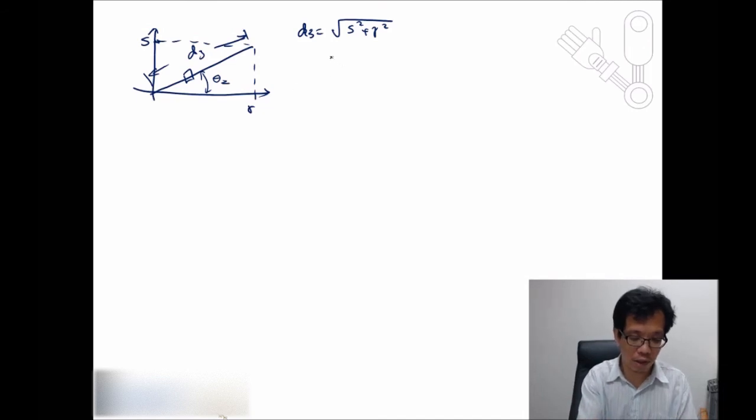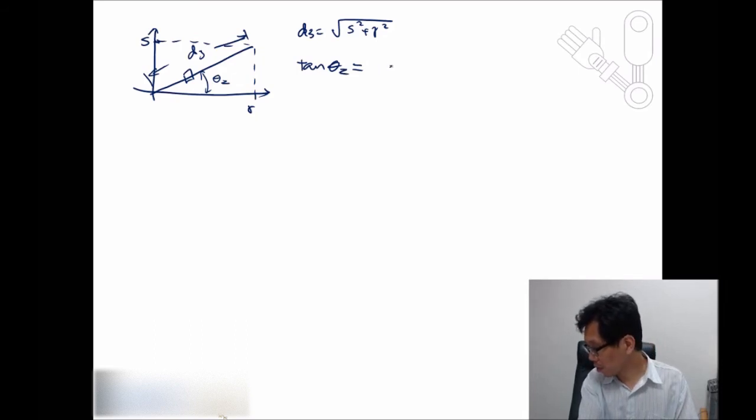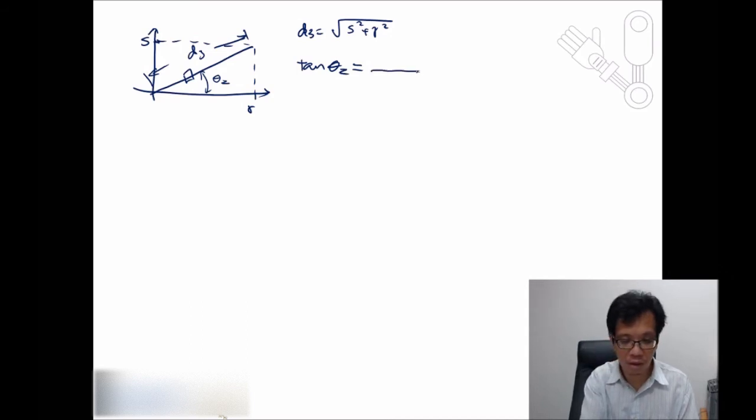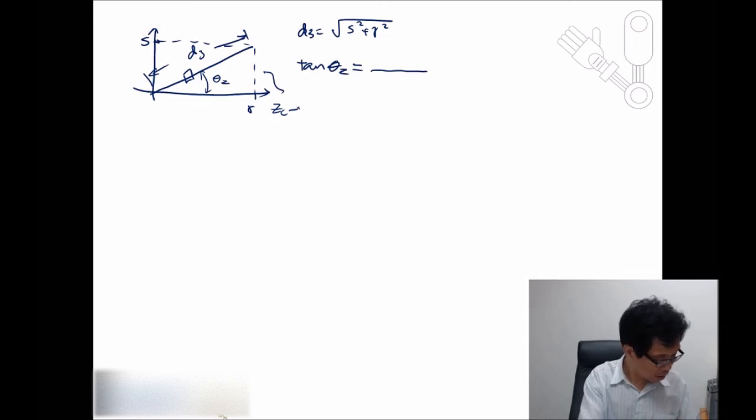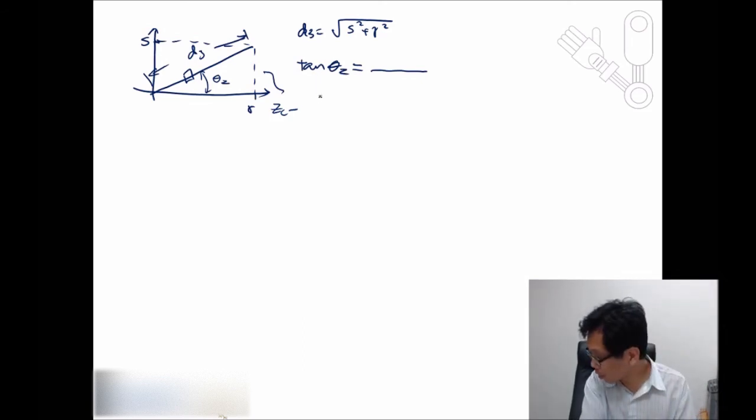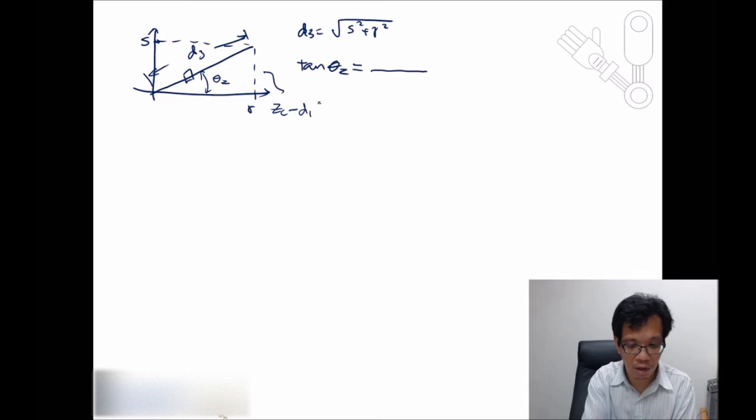Then the second one is we need to figure out what theta 2 is. Now, since we use tangent all the time, you should have a better idea what the tangent is going to look like in geometry representation. So when we are doing tangent theta 2, what we're actually doing is this one is S, this one is R, but this one over here is actually ZC minus D1.